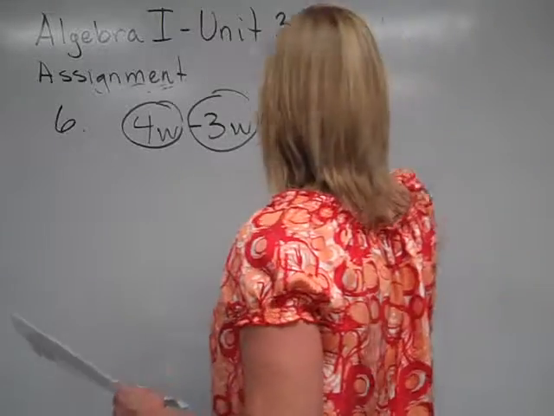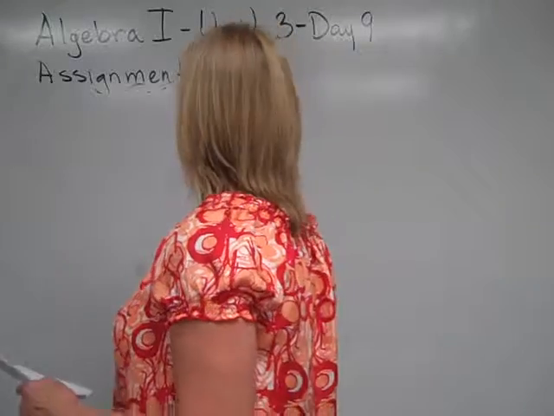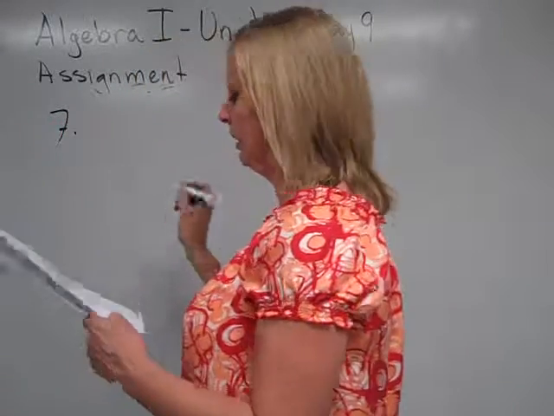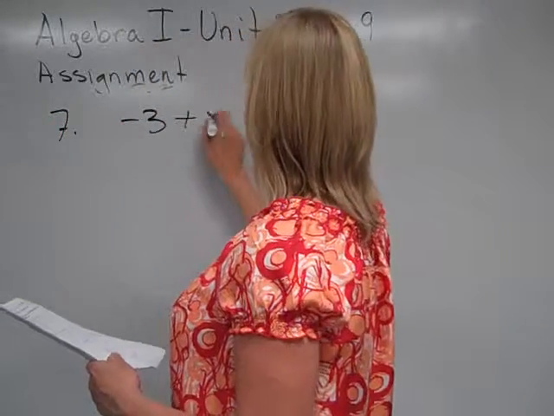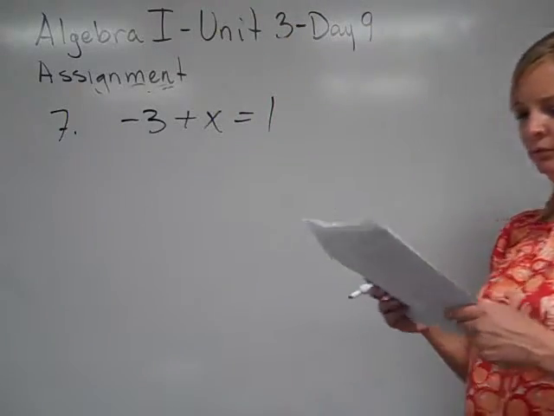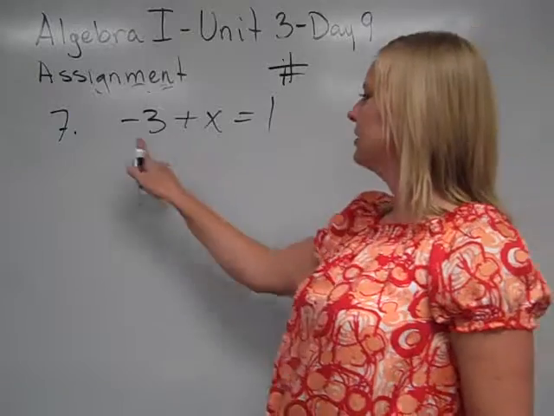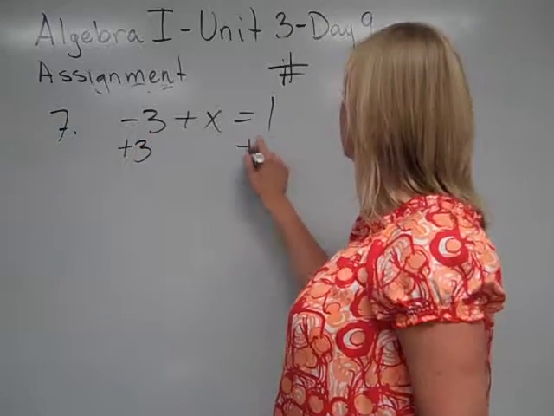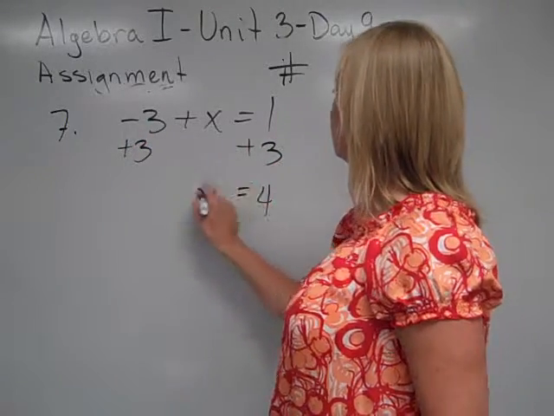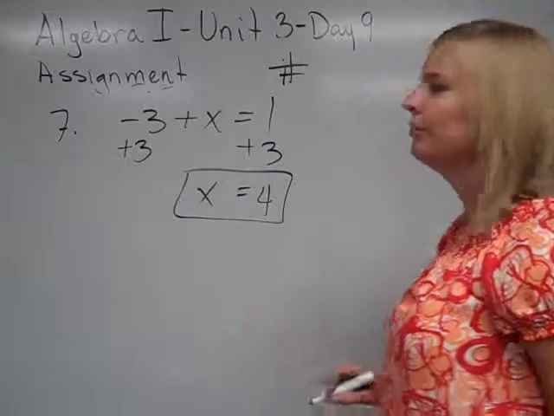Number 7. x minus 3 equals 1. All right, let's put all the numbers on this side. The opposite of minus 3 is plus 3. So then x equals 4.